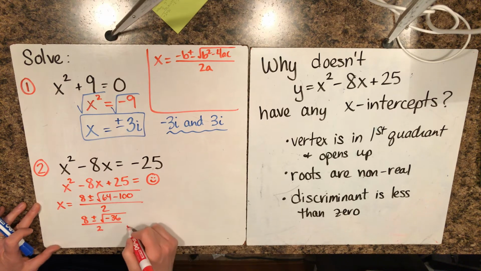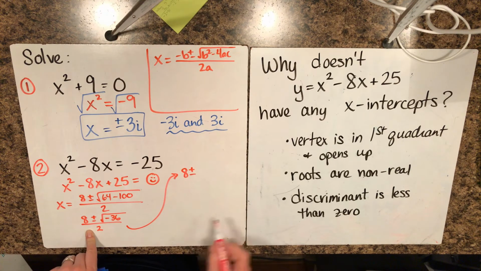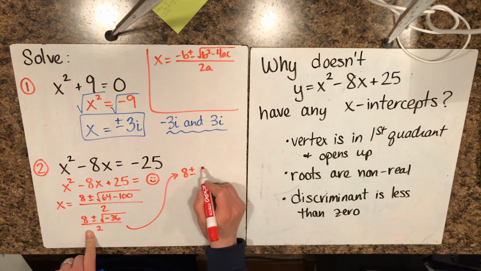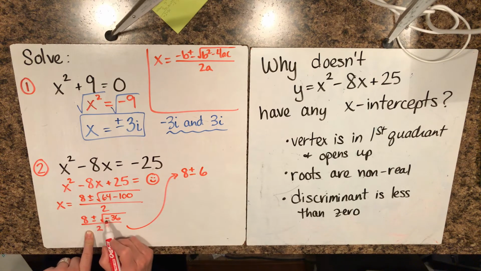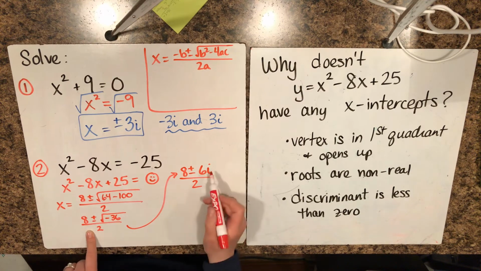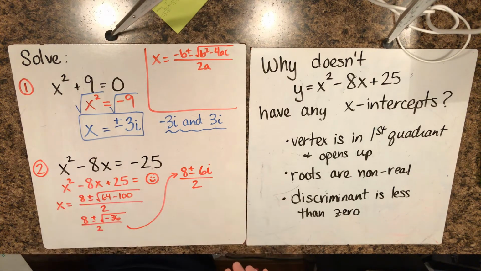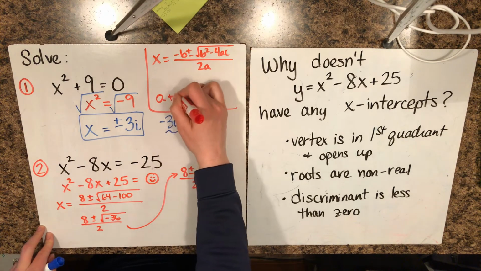Okay, running out of space, I'm going to put my next answers up here. So 8 plus or minus, and again, we know the square root of 36 is 6. We now know the square root of negative is an i. Anytime we have an imaginary number, we cannot leave it in this form. We separate it into what's called standard form. Okay, standard form is just a plus bi.